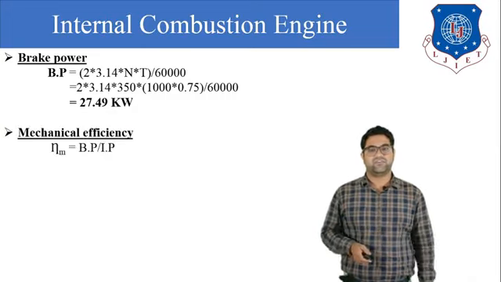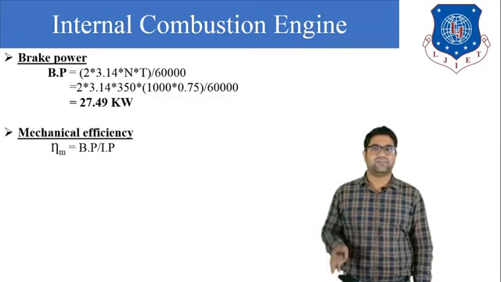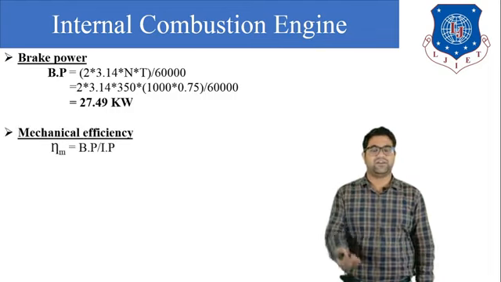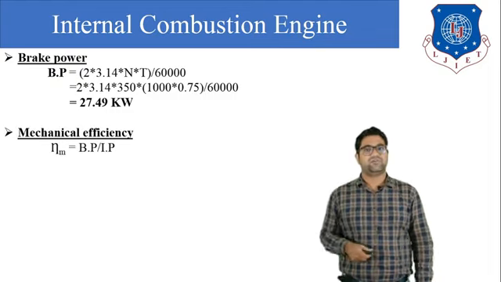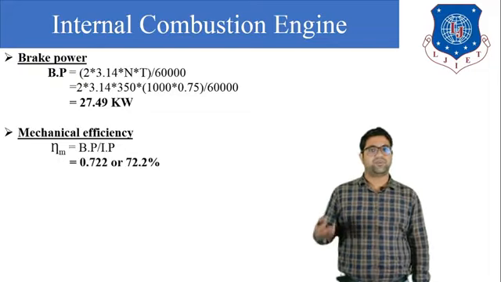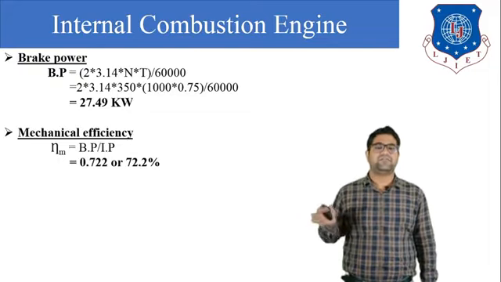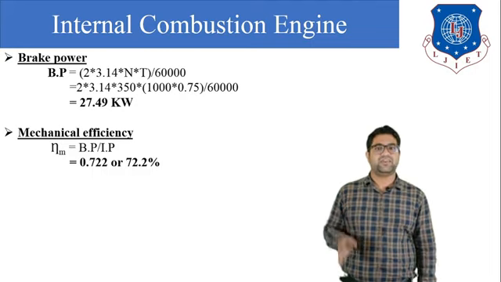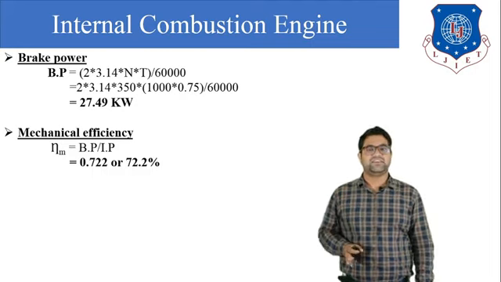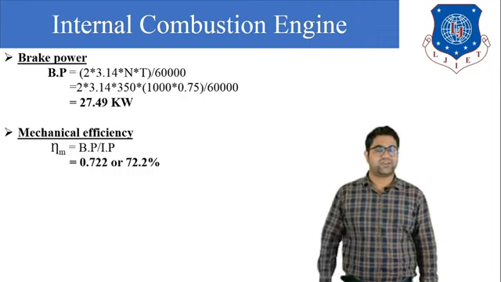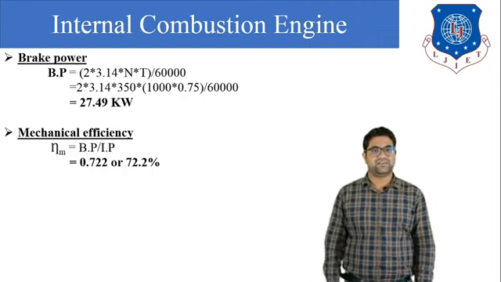Now next we have to find the mechanical efficiency. The mechanical efficiency is equal to brake power divided by the indicated power. We have both the values of brake power and indicated power. So we write brake power upon indicated power, and we get the value of mechanical efficiency as 72.2%. So this is the value of mechanical efficiency.